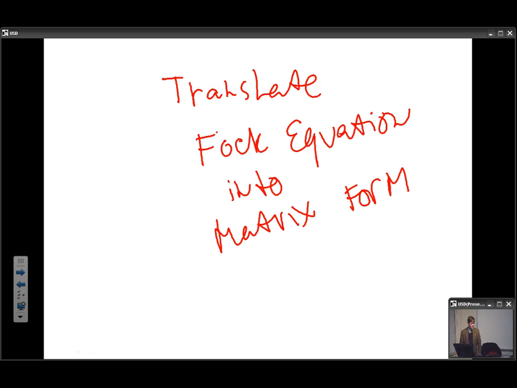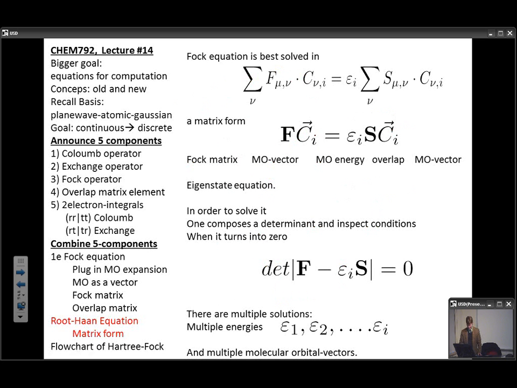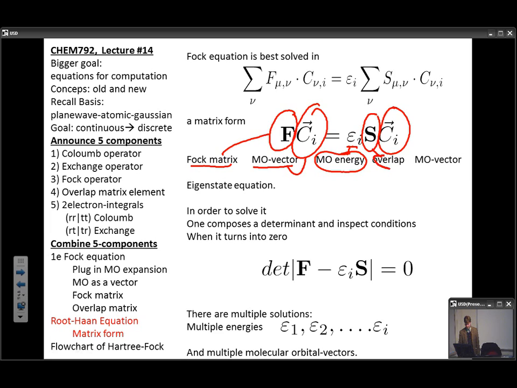And what we are going to get now is named not the Fock equation, but after the person who did it: the Roothaan equation. So matrix times vector equals unknown energy, matrix times vector. This one is the Fock matrix. This is the vector of expansion coefficients for molecular orbitals. This is the energy of the molecular orbital. This is the matrix of overlaps, and this is again the vector for the molecular orbital.